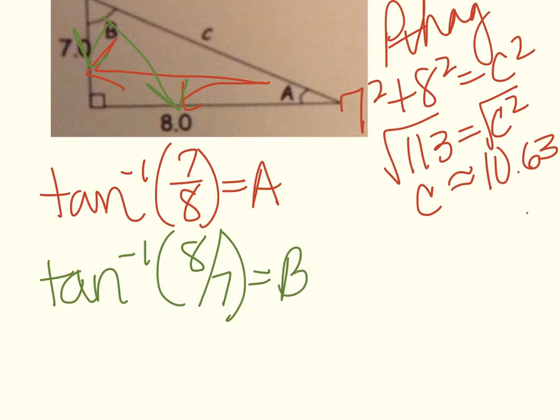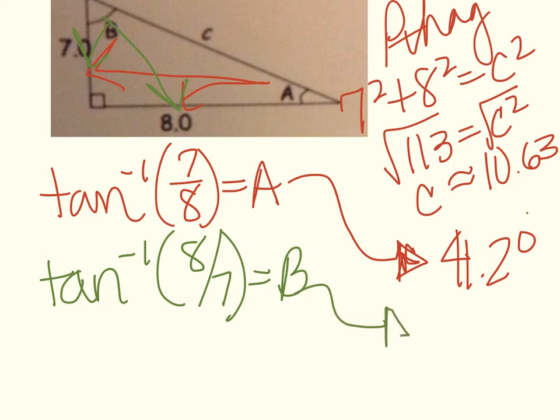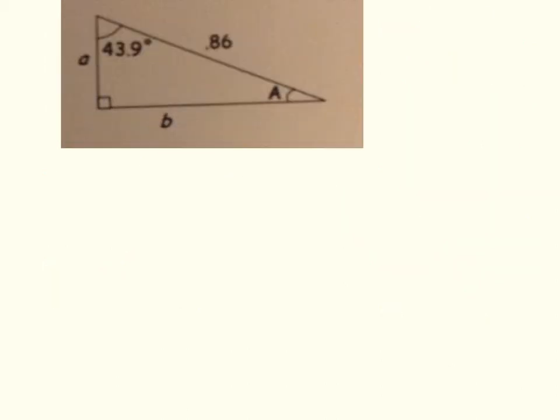So going back to my calculator, the inverse tan of 7 divided by 8, I found out that A is about 41.2 degrees. The inverse tangent of 8 divided by 7 is 48.8 degrees. Okay, let's look at number 5.